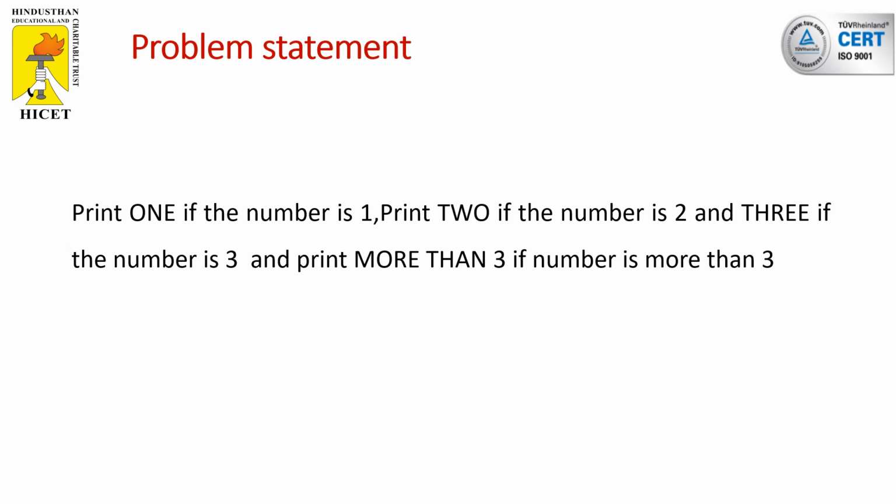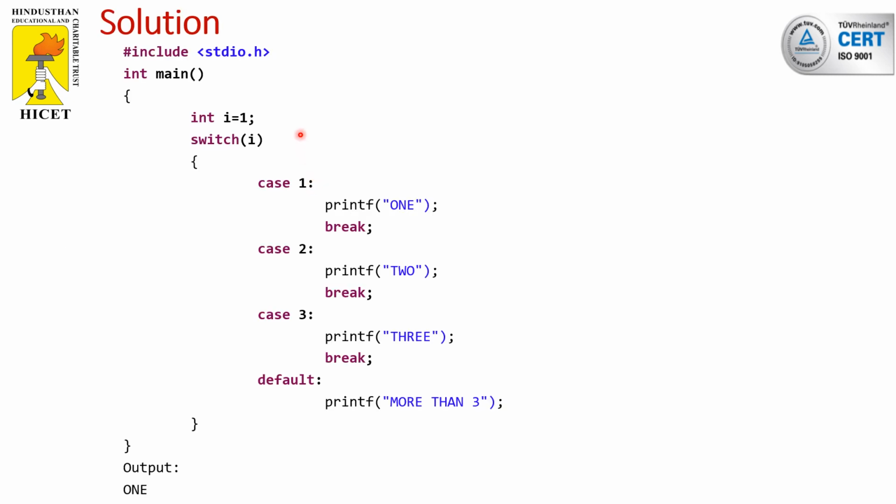Here is an example statement. Print ONE if the number is 1, TWO if the number is 2, THREE if the number is 3, and print more than 3 if the number is more than 3. Here is an example for this problem statement.